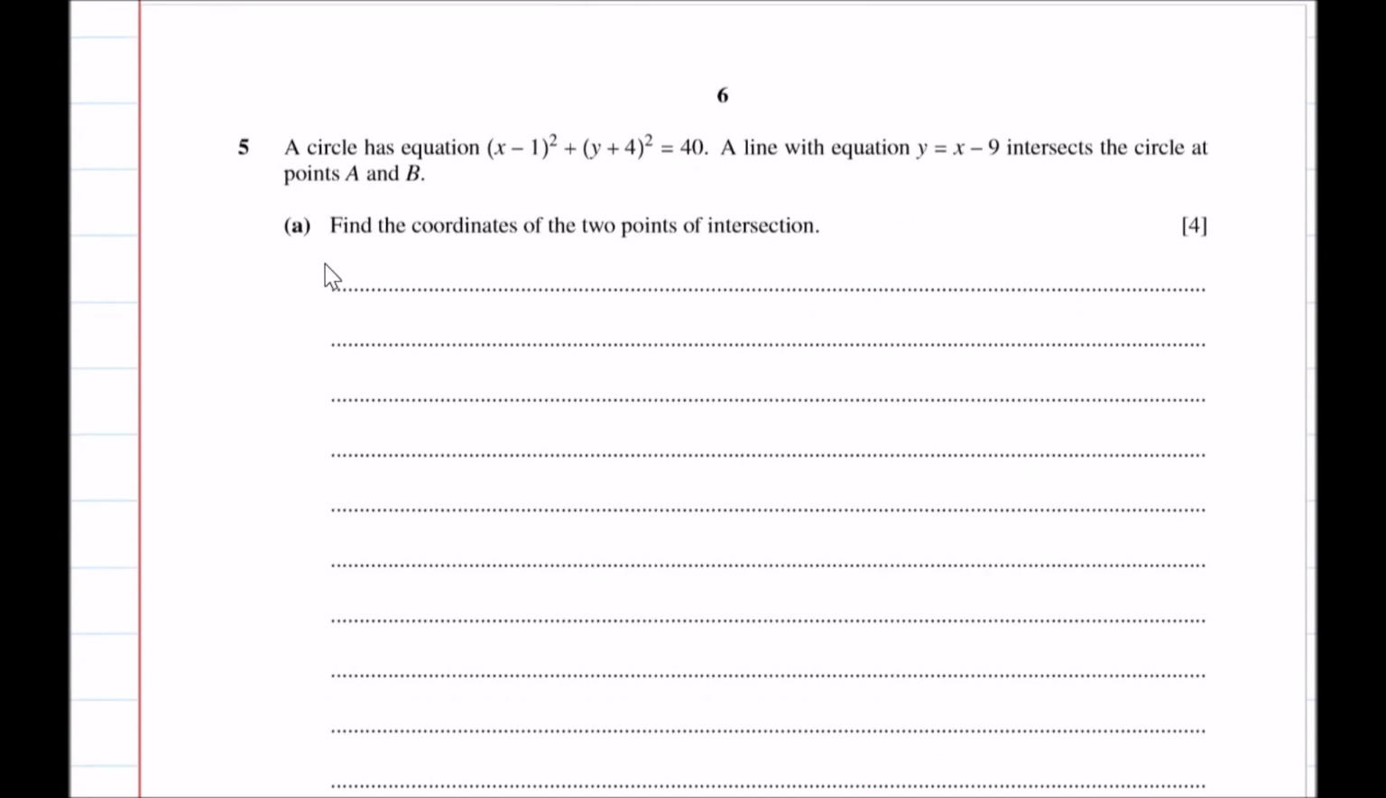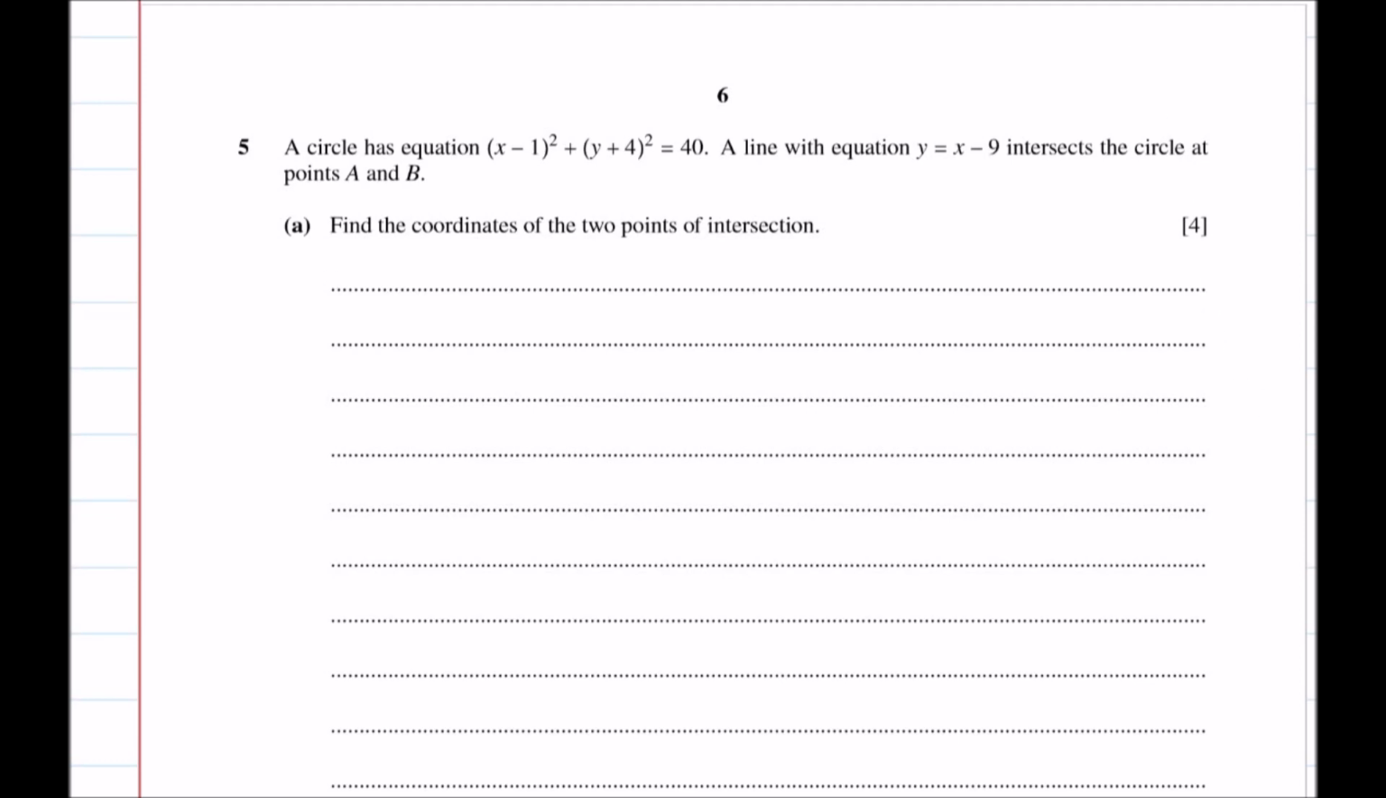Question number 5. A circle has equation x minus 1 whole square plus y plus 4 whole square equal to 40. A line with equation y equal to x minus 9 intersects the circle at points A and B. Find the coordinates of the 2 points of intersection.